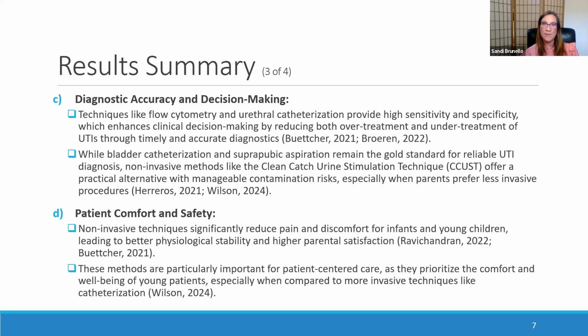Non-invasive techniques significantly reduce pain and discomfort for infants and young children, leading to better physiologic stability and higher parental satisfaction. These methods are particularly important for patient-centered care, as they prioritize the comfort and well-being of young patients, especially when compared to more invasive techniques like catheterization.